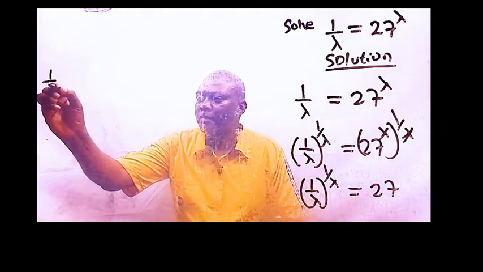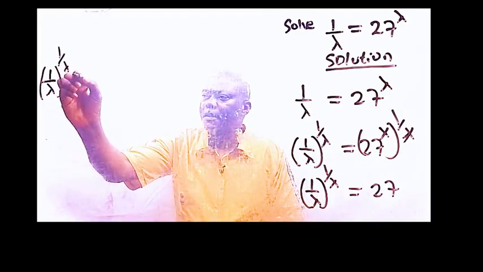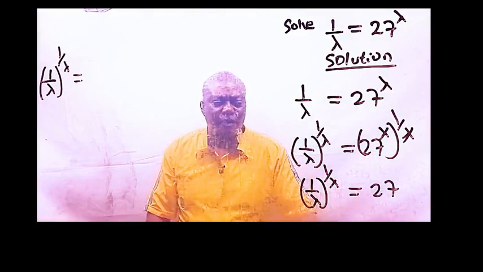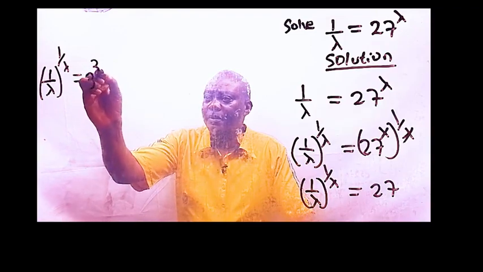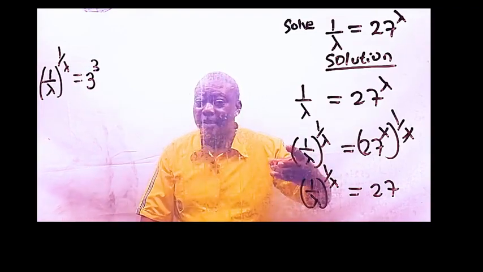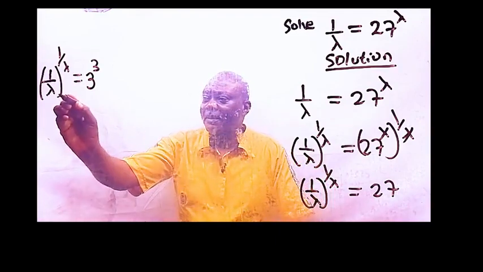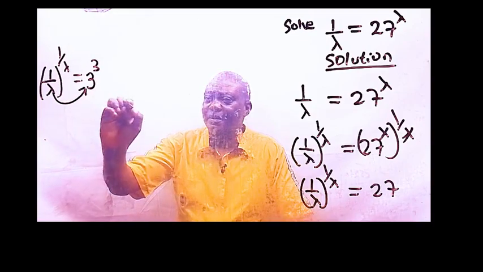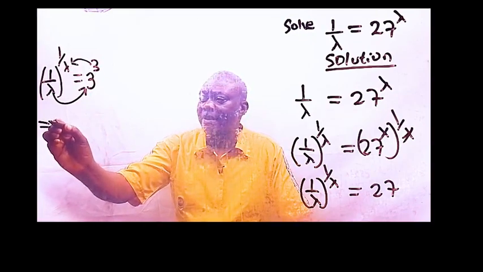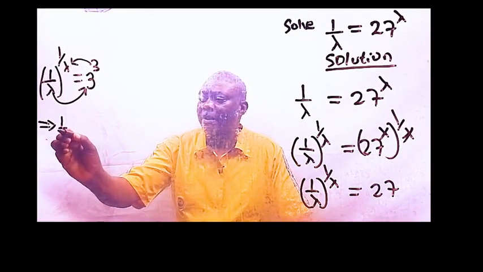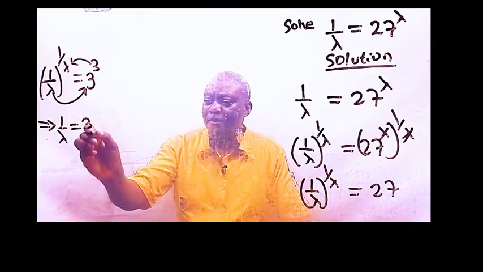So (1 over lambda) to the power of 1 over lambda equals, you can break 27 to 3 cubed, because 3 times 3 is 9, 9 times 3 is 27. So just observe, the base is now equal to 3 and the power also equals 3. This implies that 1 over lambda will be equal to 3. So from here, you can solve for lambda.